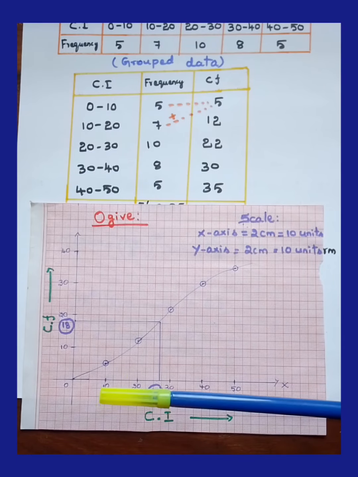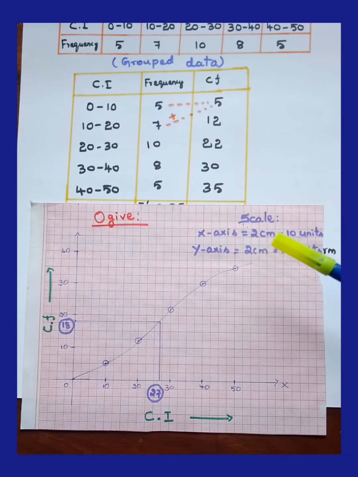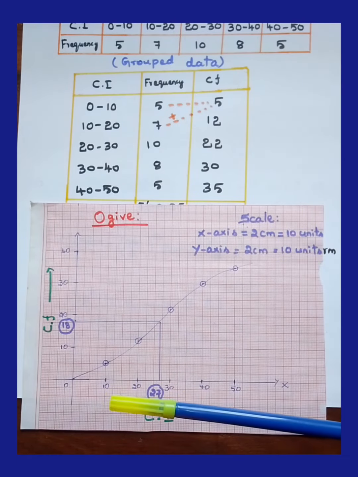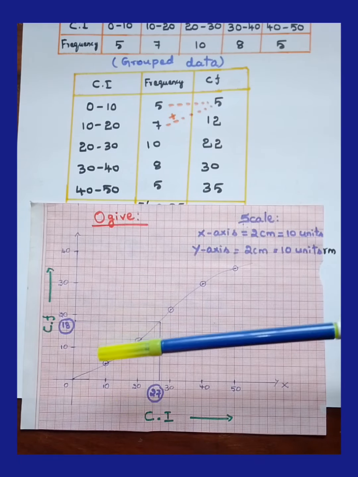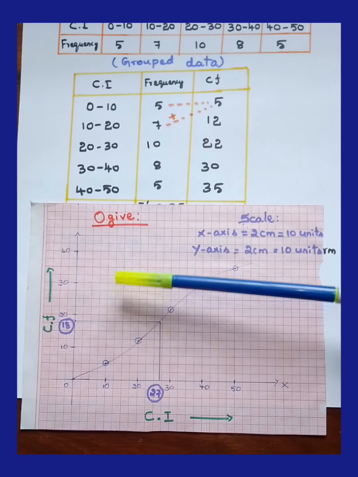So I have chosen for each 2 centimeter is equal to 10 units. This is 1 centimeter, then 2 centimeter is equal to 10 units I have taken. So 10, 20, 30, 40, 50 I have taken, even along the y-axis also. 10, 20, 30, 40.